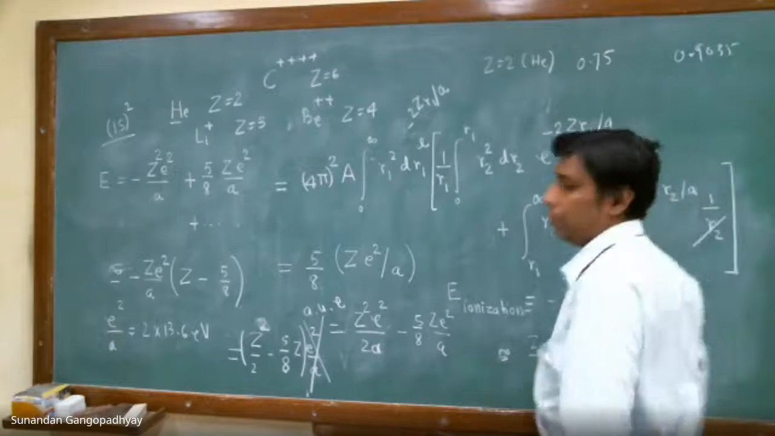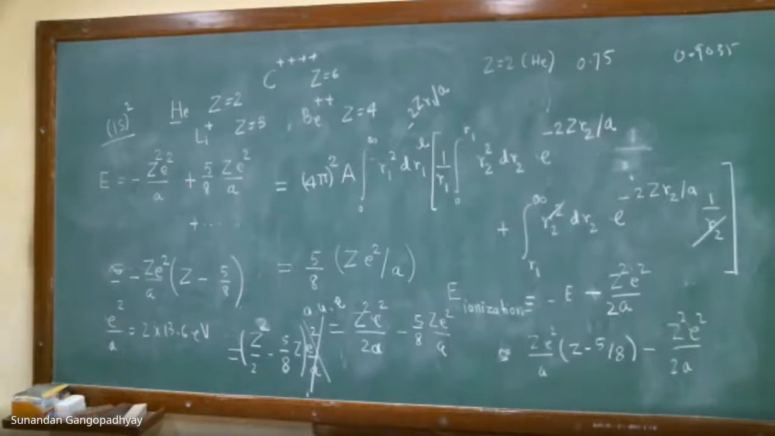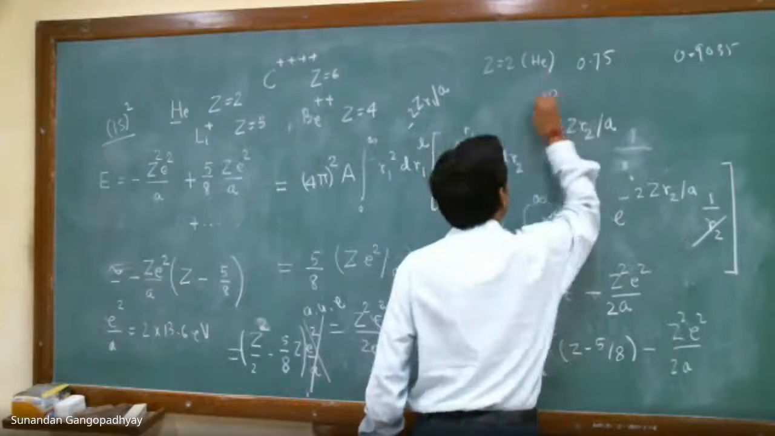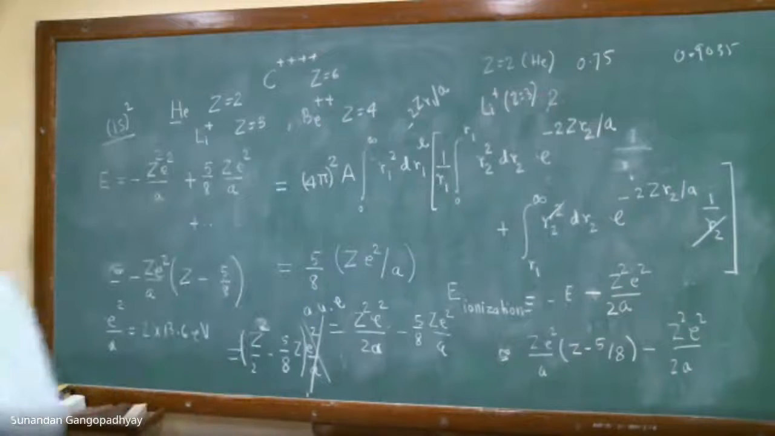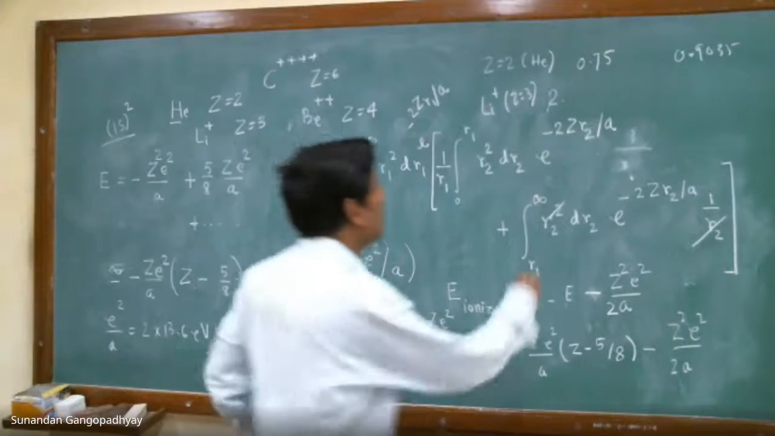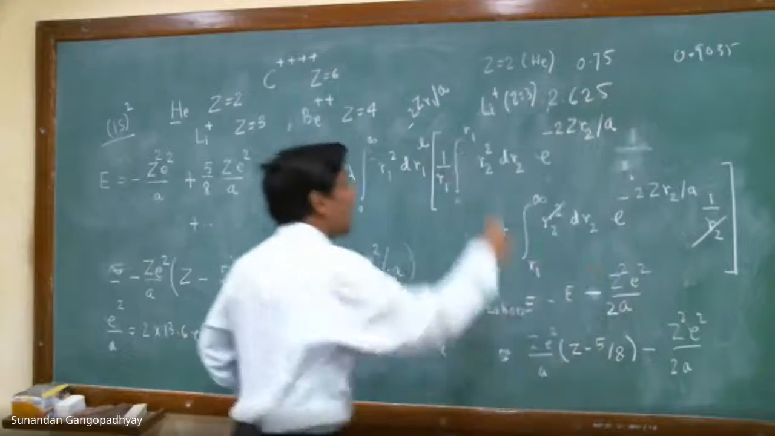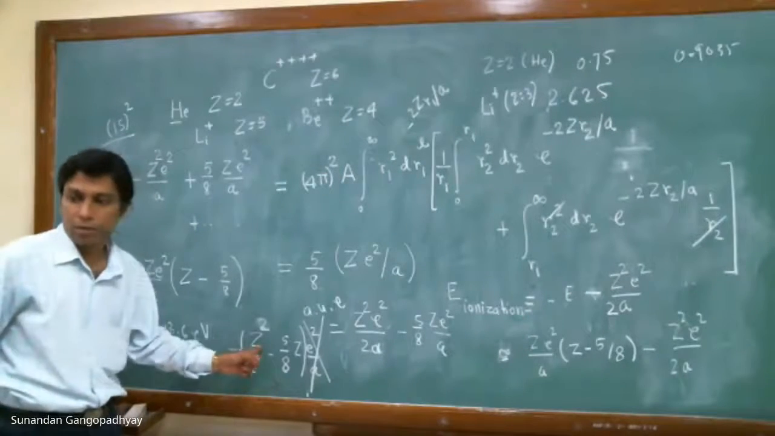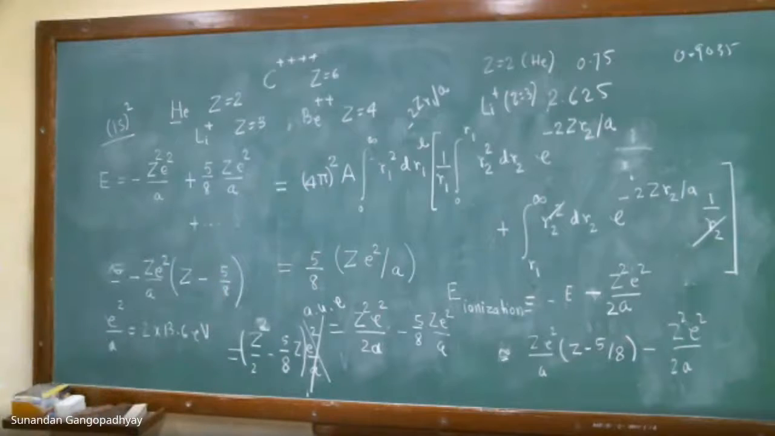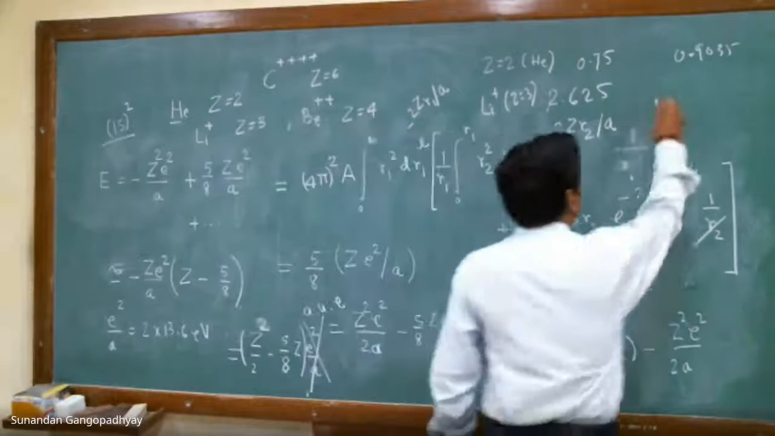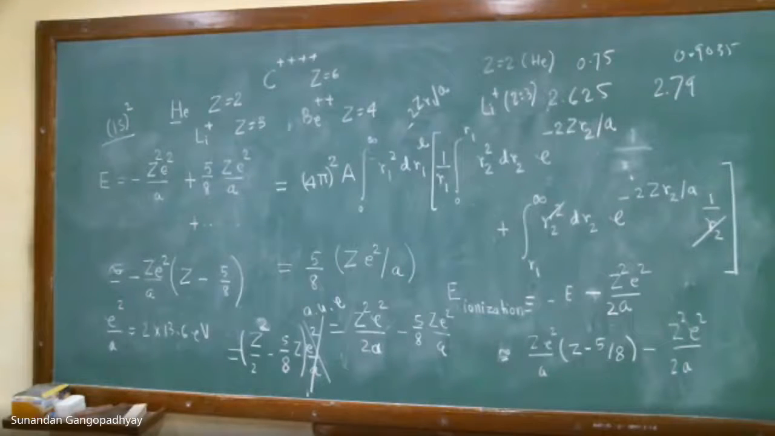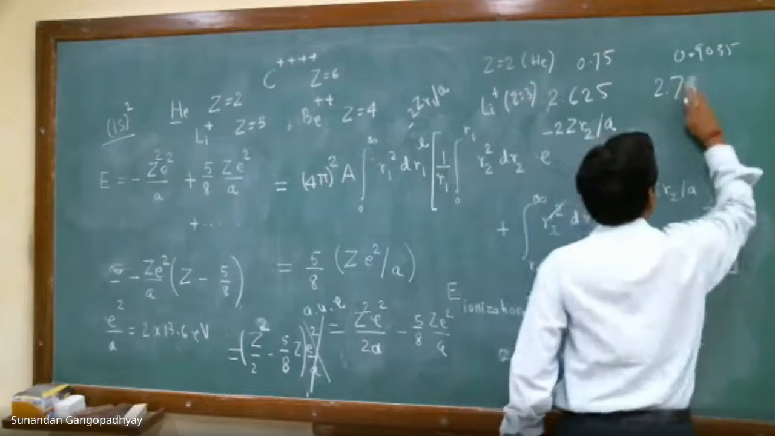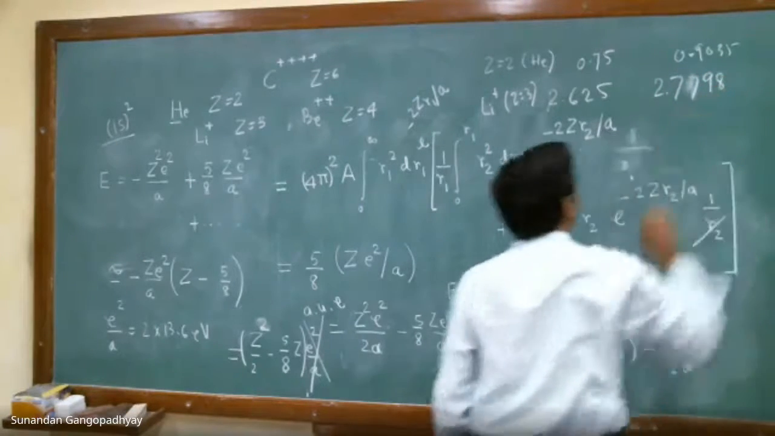This is the experimental value, the measured value. Now for singly ionized lithium, Z is equal to 3, it is 2.625. You can calculate this theoretically, because we have done that. Put Z is equal to 3 here, you will get 2.625. The experimental measured value is 2.7798.